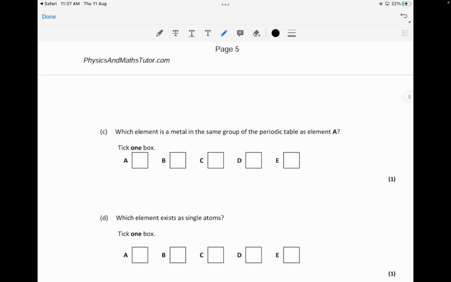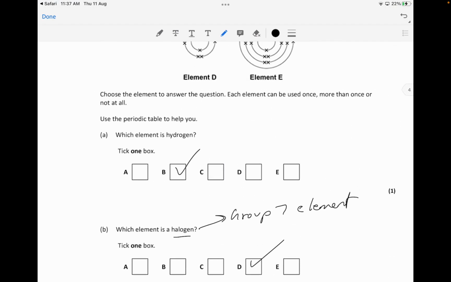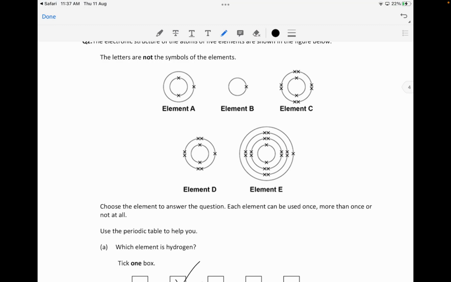Let's move on to the next question. The next question asks which element is a metal in the same group of the periodic table as element A. Since element A has 1 electron in its outermost shell, element E also has 1 electron in its outermost shell. Now, if element B also has 1 electron in its outermost shell, why can't it be part of A and E? The reason is that element B, or hydrogen, is a non-metal, while elements A and E are metals. So that's why you can't include hydrogen in the group 1 metals.